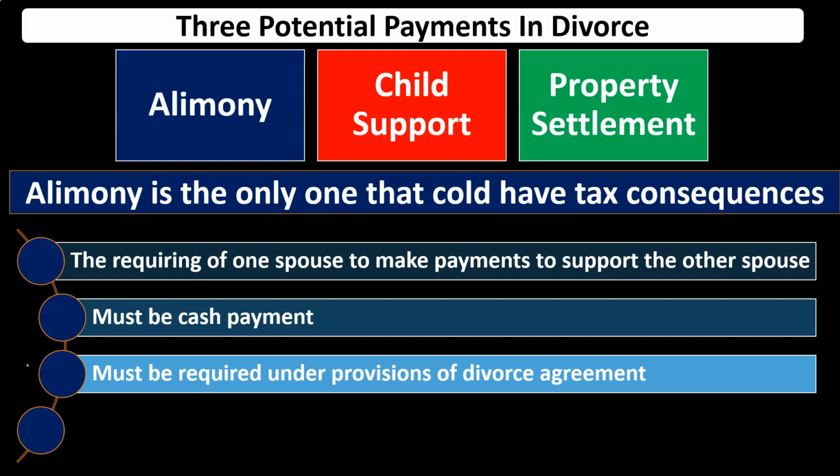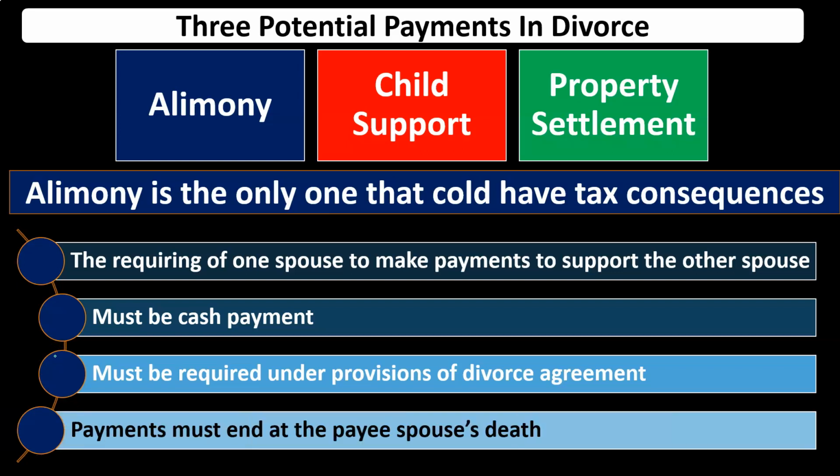You can make the payment, but you can't just say, I just paid some alimony and now I'm going to take a deduction for it. It's got to be part of the required divorce agreement, typically, to be considered alimony. Payments must end at the payee spouse's death.